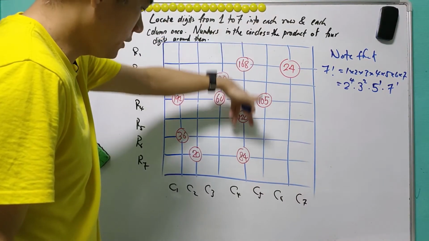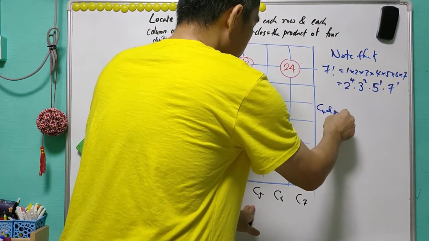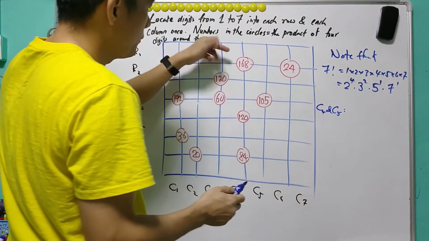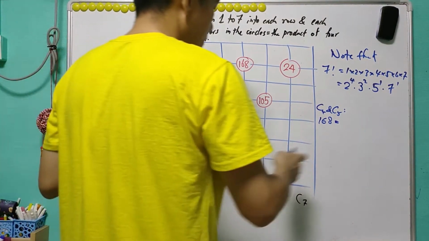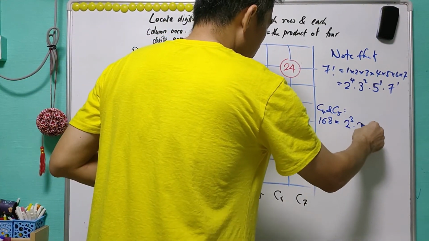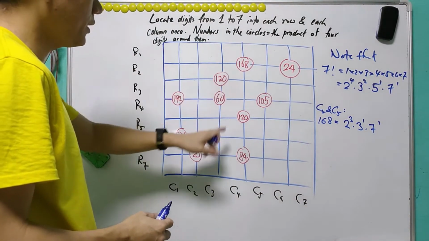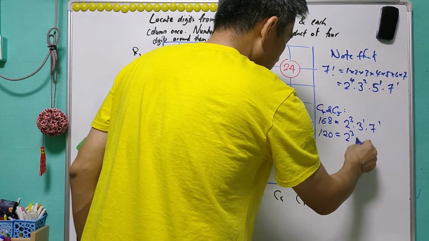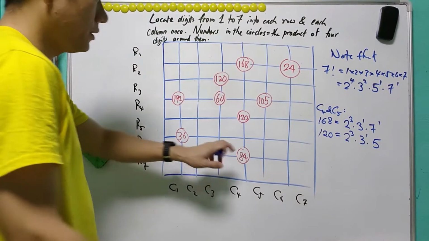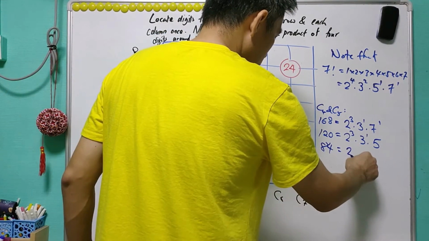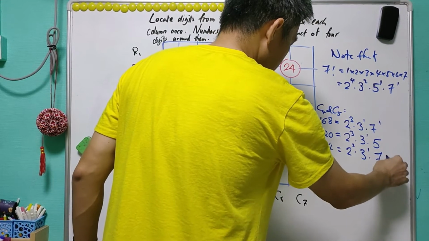We should look at column 4 and column 5, so C4 and C5. We have this 168. 168 is equal to 2 to the power 3, 3 to the power 1, and 7 to the power 1. 120 is 2 to the power 3, 3 to the power 1, and 5. 84 is 2 squared, 3 to the power 1, and 7.